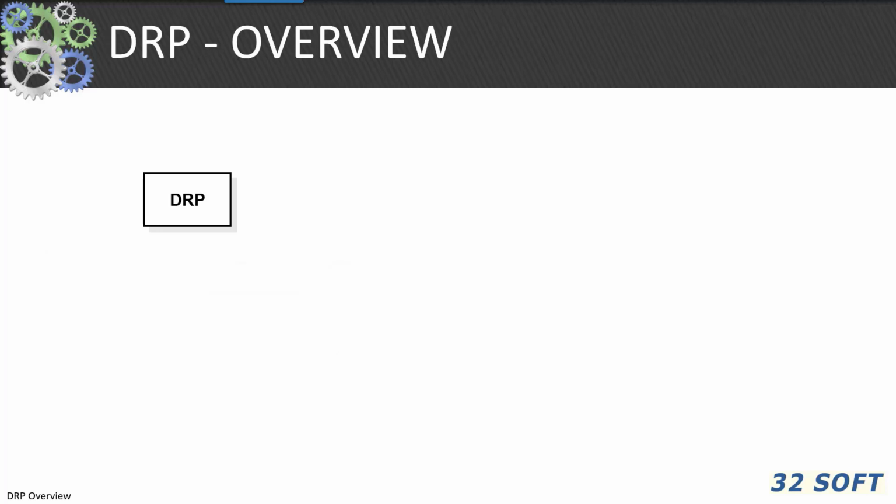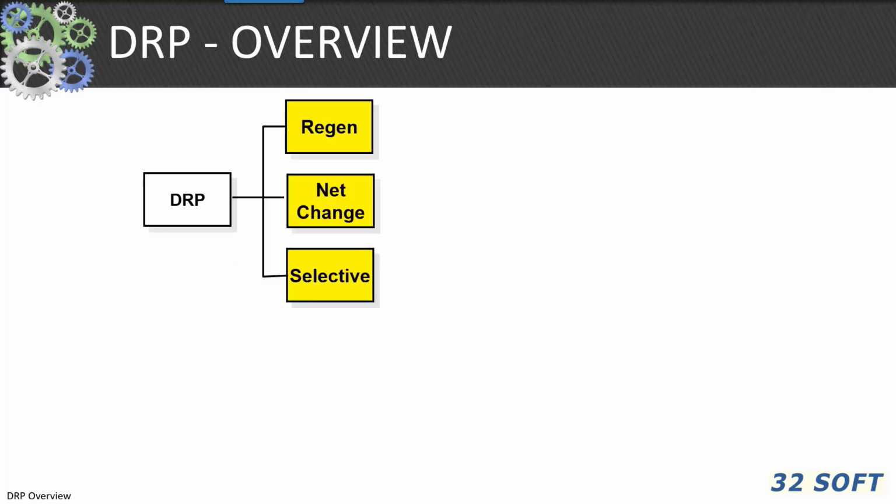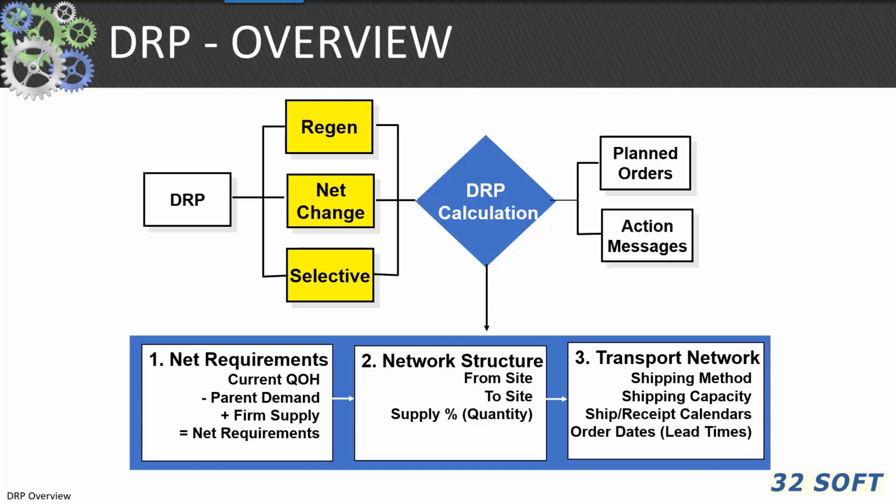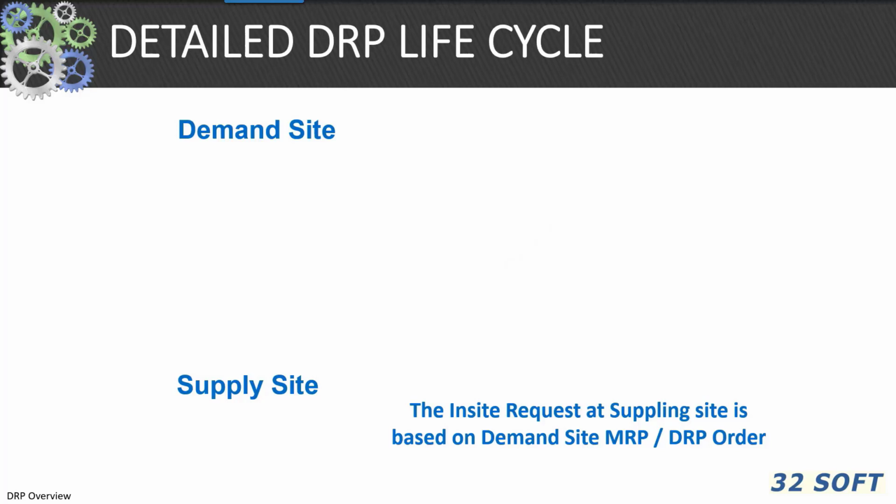Here is a DRP overview. It starts with the explosion of the DRP requirements. It then goes through the calculations, netting, very similar to the MRP process, with the network structure, which is in essence the bill of material for DRP, and then calculates a transportation network, all with planned orders and action messages.